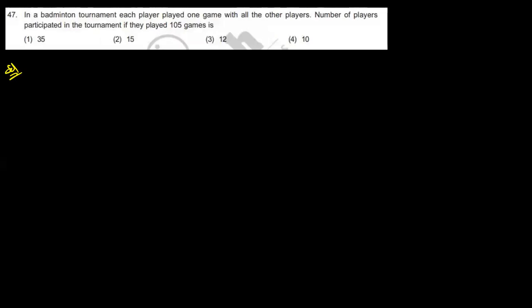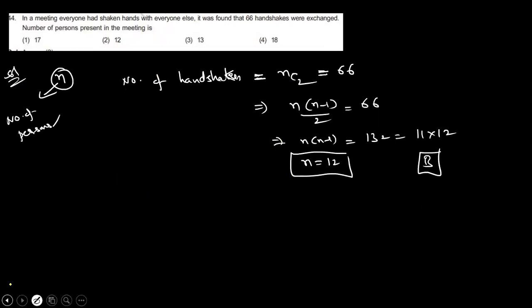Just to discuss the handshakes concept. The idea is that the number of persons engaging. Same model: total how many handshakes are there? 66. How many persons are there? n. So total number of handshakes, what is the formula? nC2.